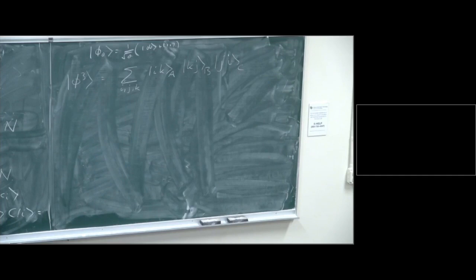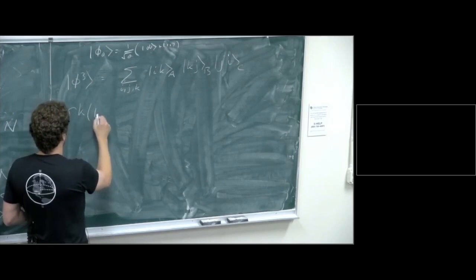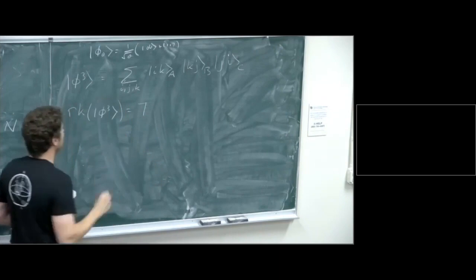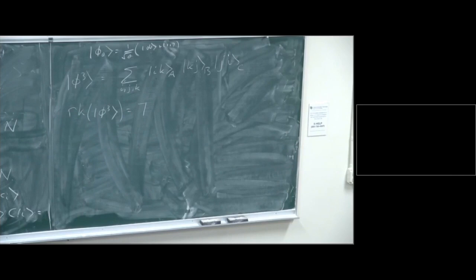Okay, so I can tell you the rank of one copy of it. It's 7, right? That's cool. Apparently this has something to do with Strassen. No, Strassen showed this. It's how many multiplications you need to do 2x2 matrix multiplication.